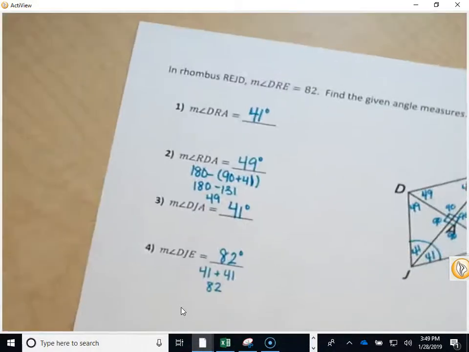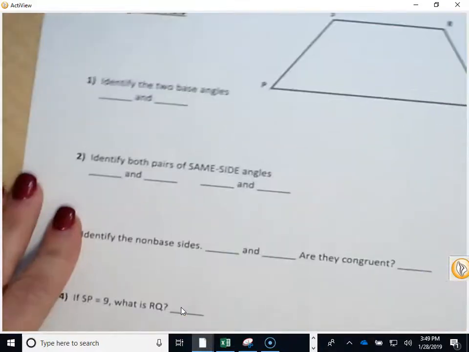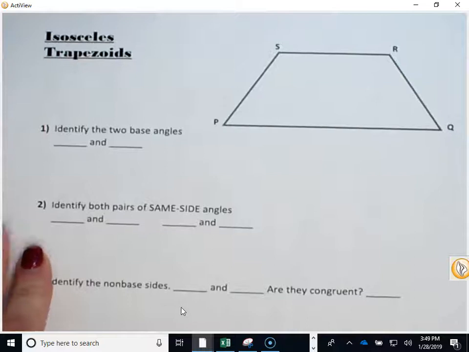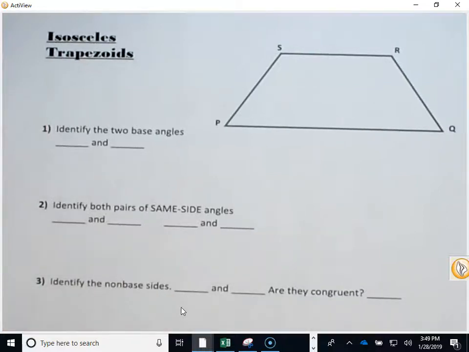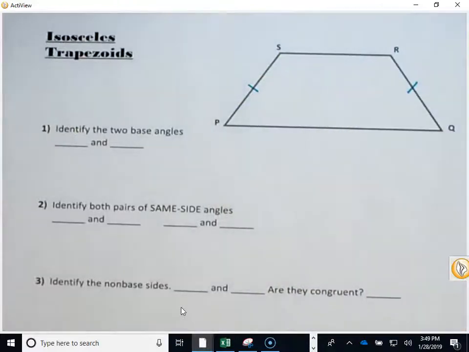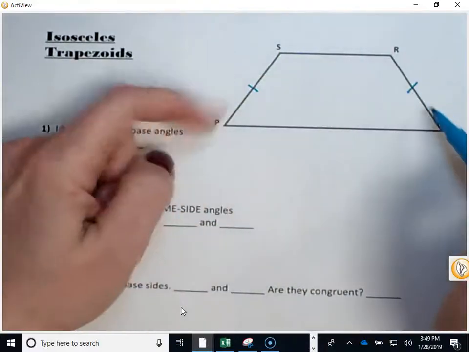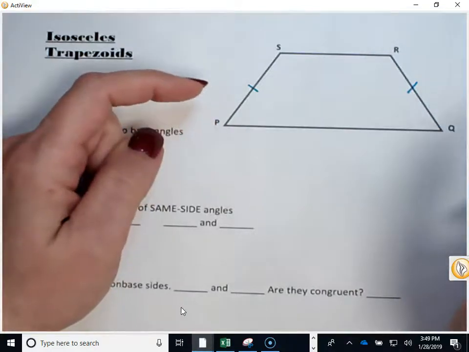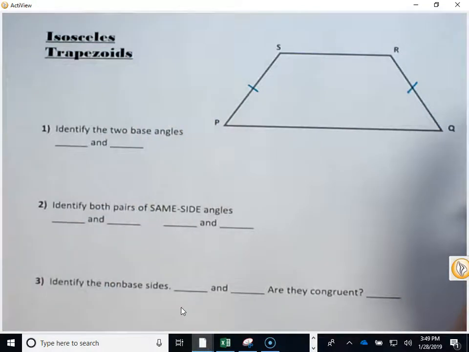All right, let's move on to isosceles trapezoids. Those are a special kind of trapezoid. Just like an isosceles triangle has two sides that are congruent to each other, so does an isosceles trapezoid. Their legs are congruent to each other. And the legs are always the two sides that are not parallel to each other. So those are going to be your sides that are equal in length.